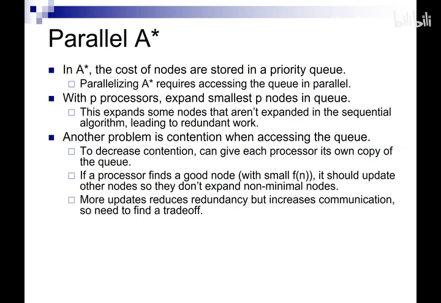So they're going to expand these nodes with big f values that they don't really need to expand. So we do need to do some sort of communication to communicate these small f values, but we don't want to do too much of this. We're going to somehow find a trade-off between how often we update the other nodes about these improved f values versus how much communication that's going to cost.